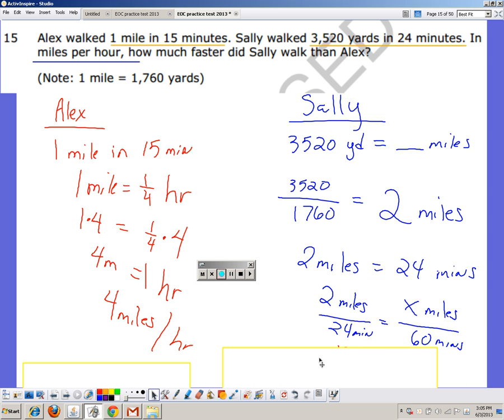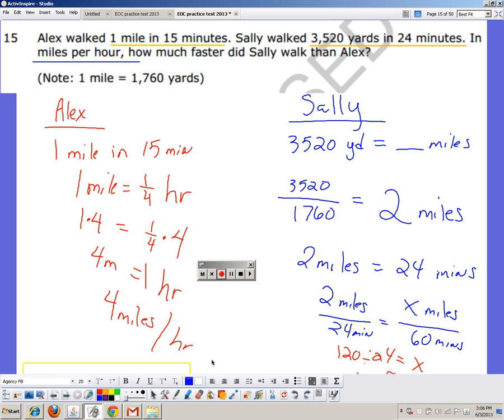Again, since 24 goes into 60 about 5 times, she walked approximately 5 miles per hour. Okay? If you want to, you can set up a proportion. 2 miles in 24 minutes equals X miles over 60 minutes. Cross multiply and then divide, and you still get 5.